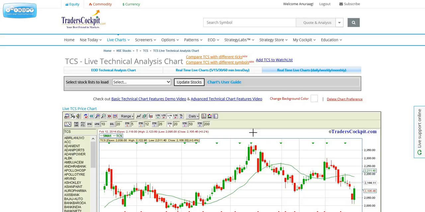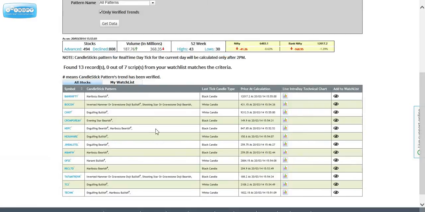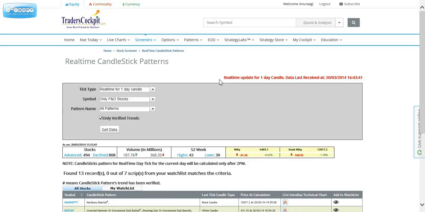So these are the possible usages of the powerful technical screeners which we provide you, using which you can greatly increase your trading accuracies and probabilities.